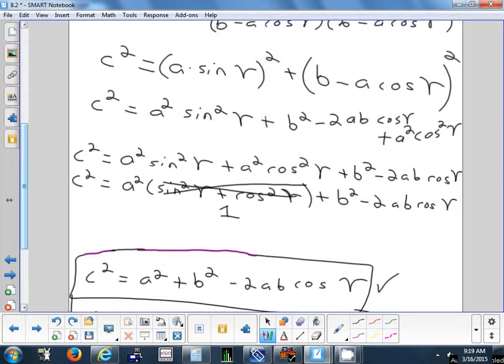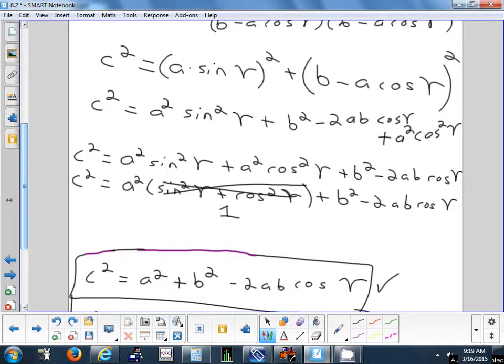Watch what happens if you take the cosine of 90. Does anybody already know? It's 0. So if you try to use this formula on a right triangle, you plug in cosine 90 and you get 0 times 2ab. It doesn't matter what a and b are. It'd be 2 times a times b times 0. This whole part would disappear, and you'd be left with just the Pythagorean theorem: c squared equals a squared plus b squared.